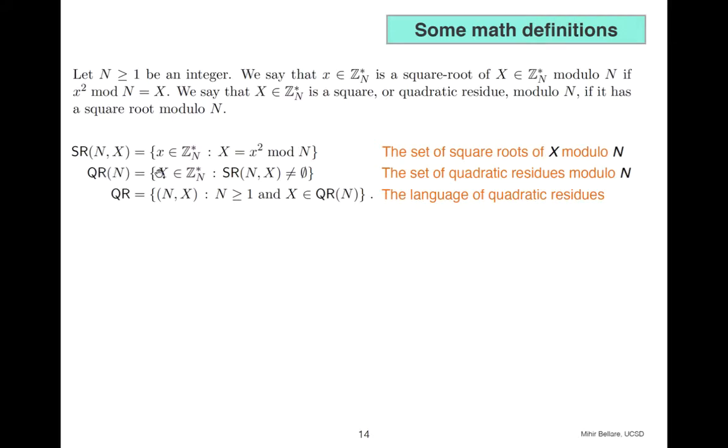Since not all big X's are squares, we'll collect up into this set all the ones that are. We write that formally as saying the set of square roots is non-empty to put X in this set. We call it the set of quadratic residues. This is parameterized by the integer n because all this is modulo n. Here we collect up, and this we call the language of quadratic residues, all pairs n and x, where x is a square mod n.